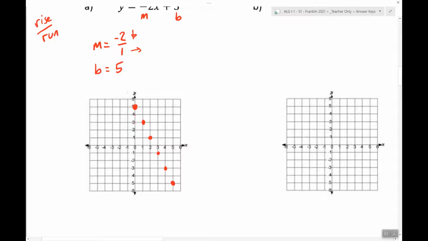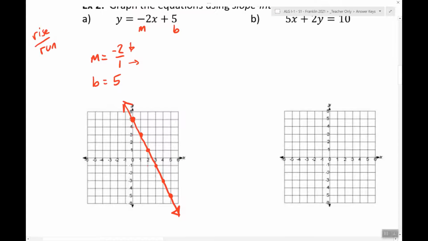And then you can draw that line. And if you do as many points as possible, it should be fairly easy to hit all those points. And just draw the arrows and make sure your line goes nice and straight all the way across the graph. So this is the graph of that line. And you see, once your equation is in slope-intercept form, it's pretty straightforward to graph it. Plot the y-intercept, use the slope to find the next point, repeat, and then draw the line.